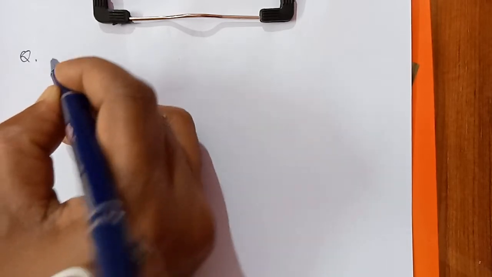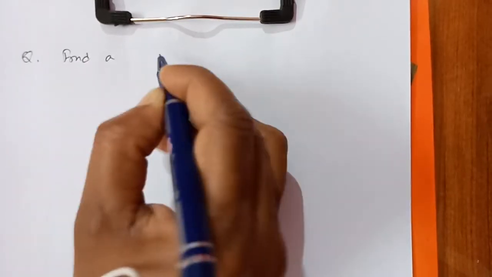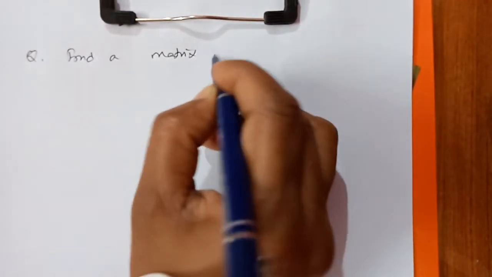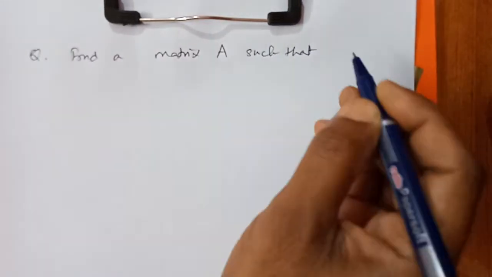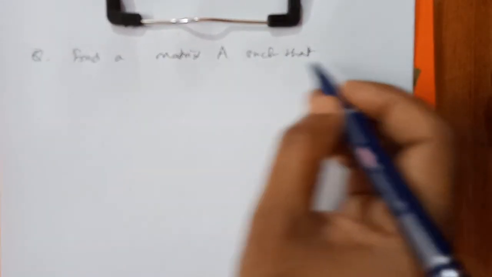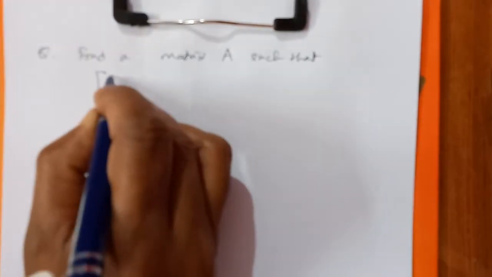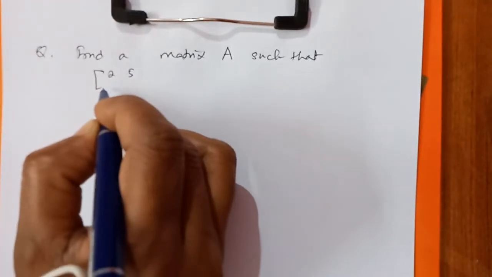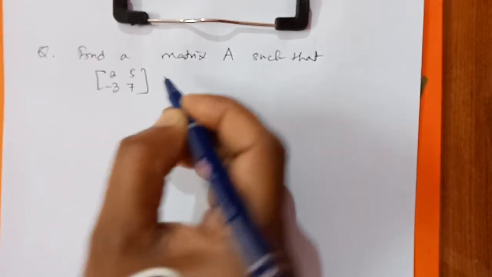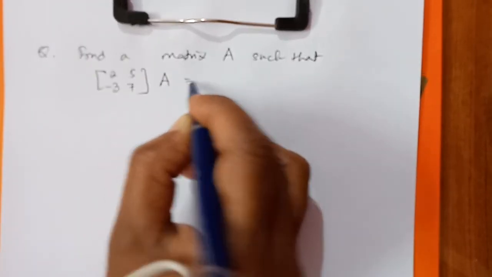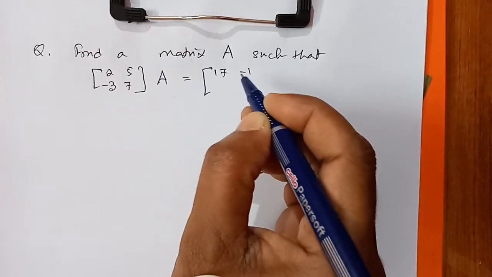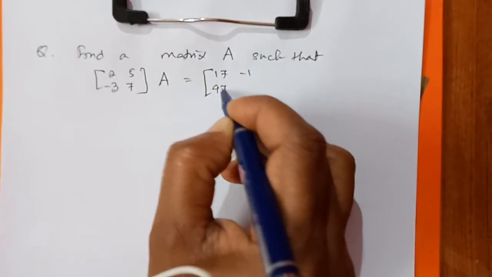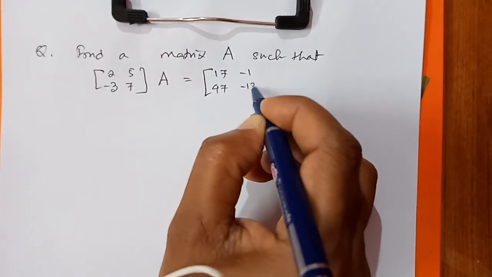Now take one question. Find a matrix A such that [[2, 5], [-3, 7]] into matrix A equals [[17, -1], [47, -13]].